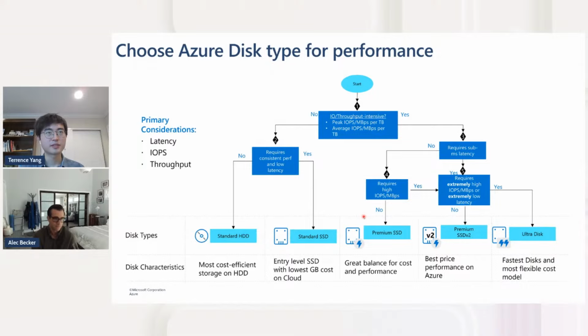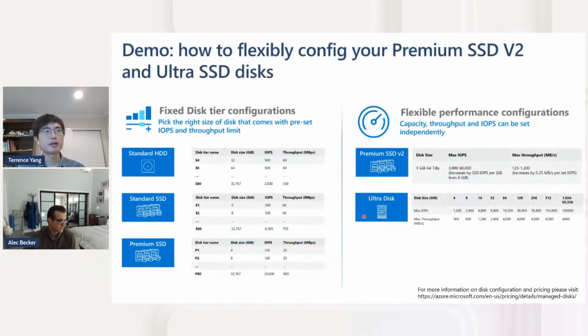Okay, let's switch gears a little bit. We'll come to a quick demo about how to pick the right disks and also how to flexibly configure your Premium SSD v2 and Ultra SSD disk as an example. So we have two types of disk configurations. One is fixed disk tier configuration. For standard HDD, standard SSD, and Premium SSD disks, we have disk tiers with preset size of disk, IOPS, and throughput. So the user has to pick the disk size.